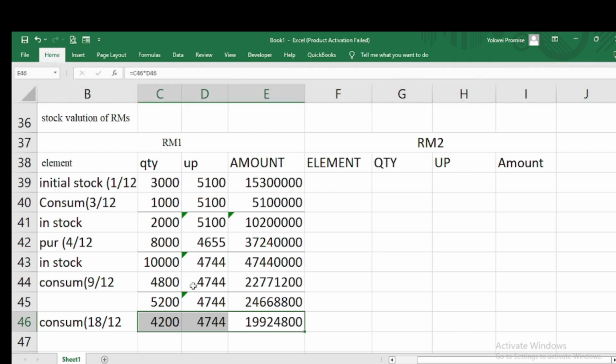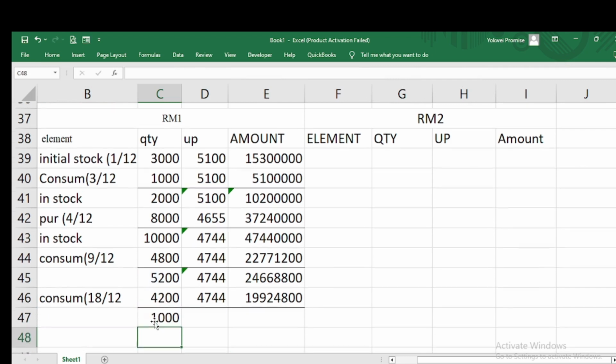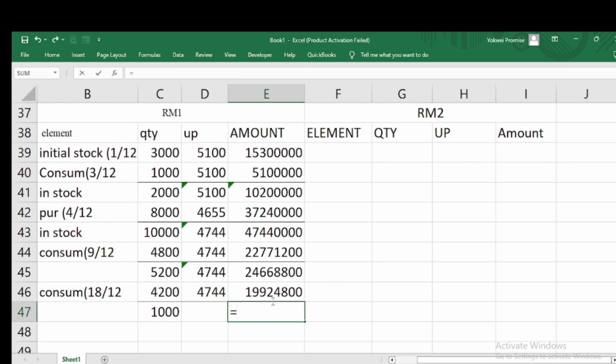All right, we have this consumption with subtract as usual, minus this. Equal to this divided by this. Bam. All right, so we are done with the valuation of raw material 1. So please, I will quickly do it for raw material 2. I'll be as fast as possible.